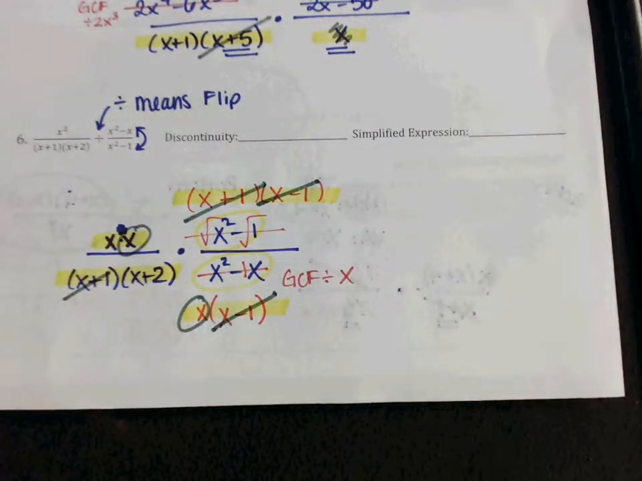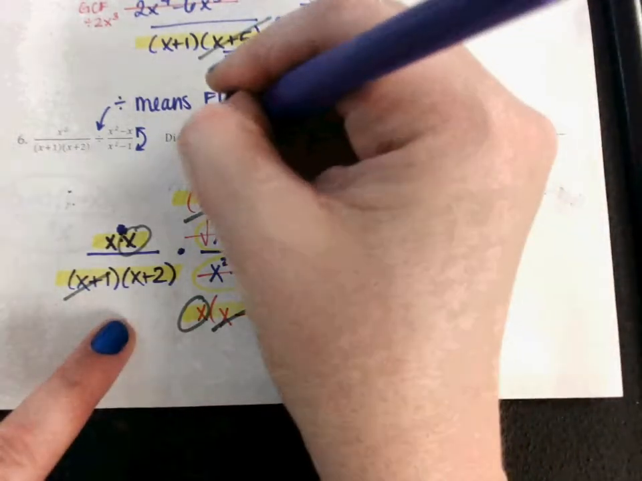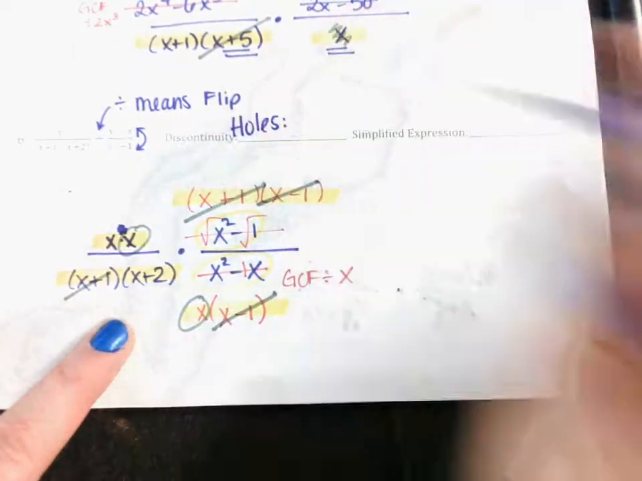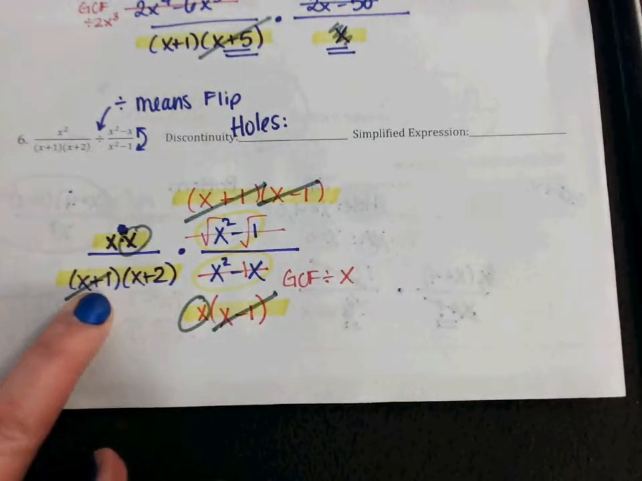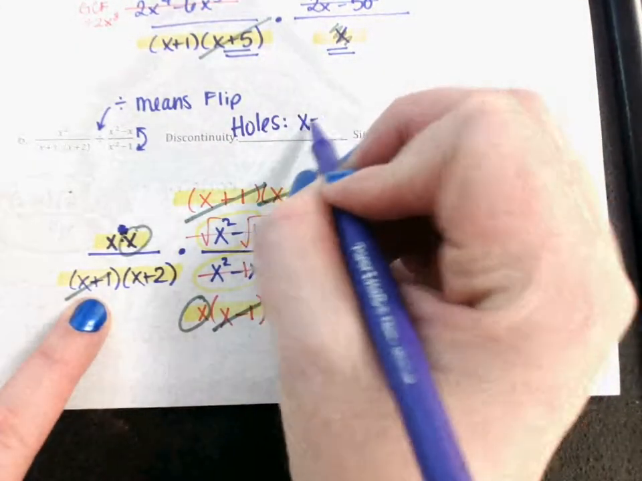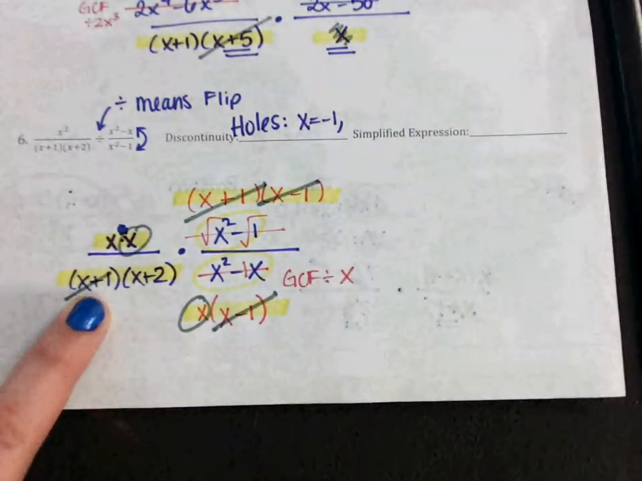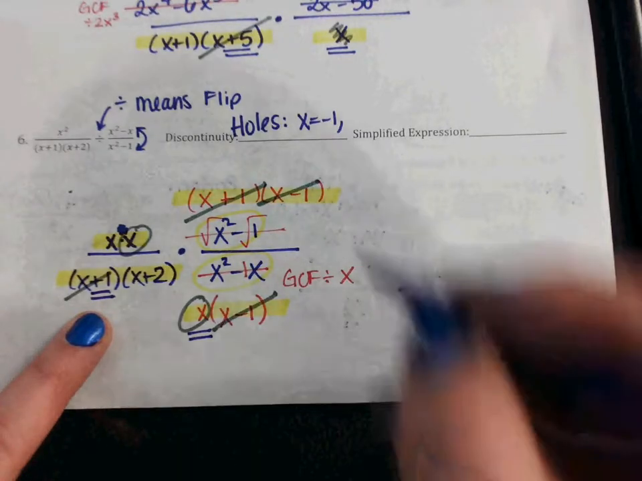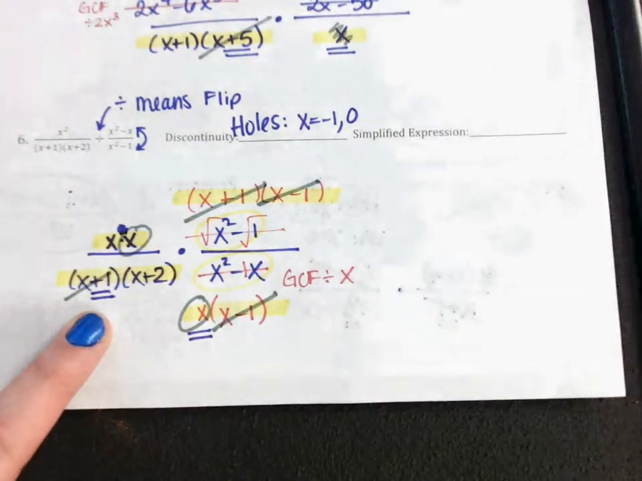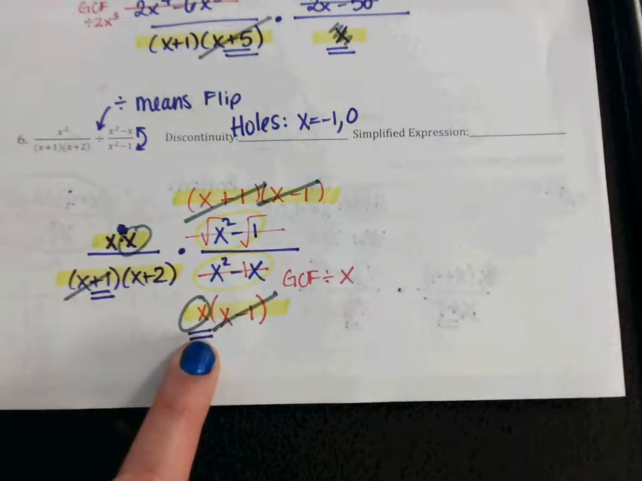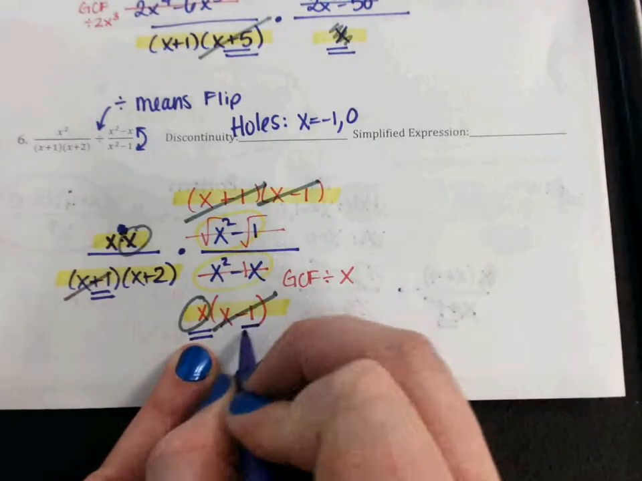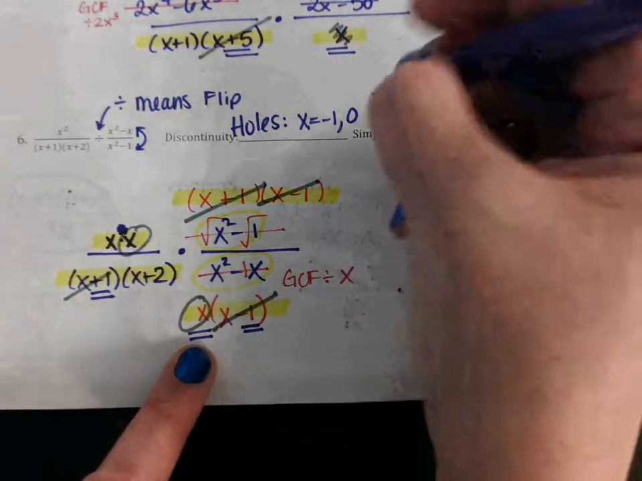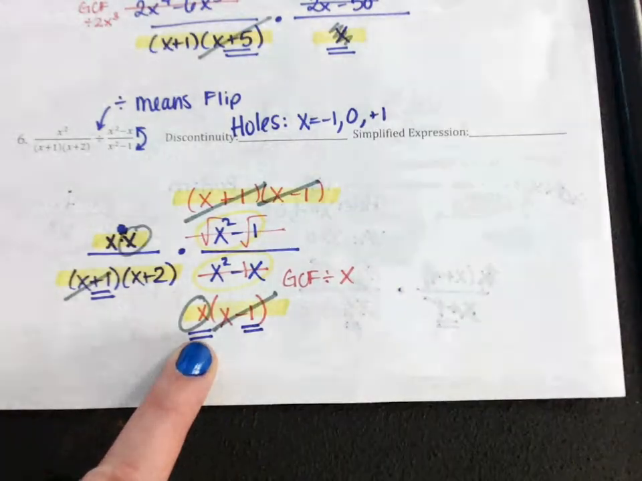And remember, if you crossed out 3 things, then you should have 3 numbers listed for holes. So there will be holes in the graph at, let's just go first. Right here, if I had a plus 1, that means there's a hole at minus 1. Okay, that's this one. Then this x is not in a parentheses. That means it goes with a 0 because it's outside. And then this was an x minus 1, so the other hole is at positive 1.